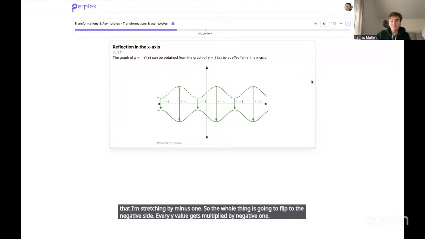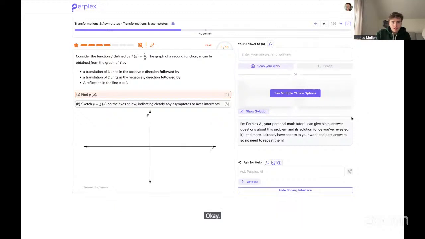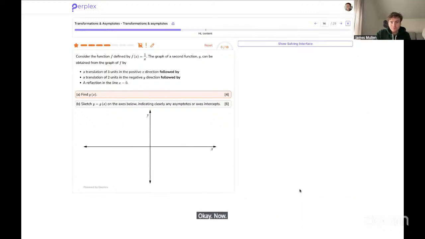Now, a little example. I'm going to give you 3 minutes to think about this on your own, and then I'm going to show you how to solve it.